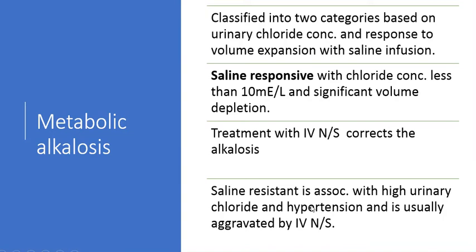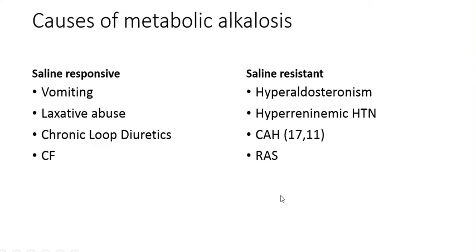If you have high urinary chloride concentration and hypertension, then the cause of the metabolic alkalosis is usually saline resistant, so you cannot treat with normal saline in such a case. So these are the causes of metabolic alkalosis. You have to find out the saline responsiveness.